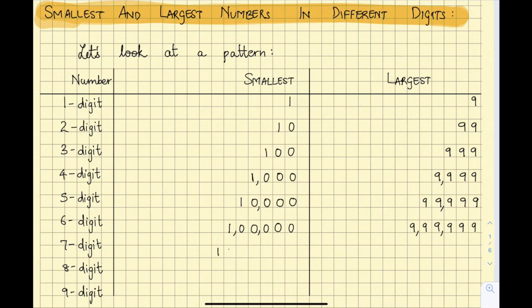Then we move on to the 7 digit number. So we write 1 and then 0 6 times. This gives us the 7 digit number: ones, tens, hundreds, comma, thousand, 10,000, comma, lakh, 10 lakh. Then here we write one more 9. So we write 9 7 times for getting the largest 7 digit number.